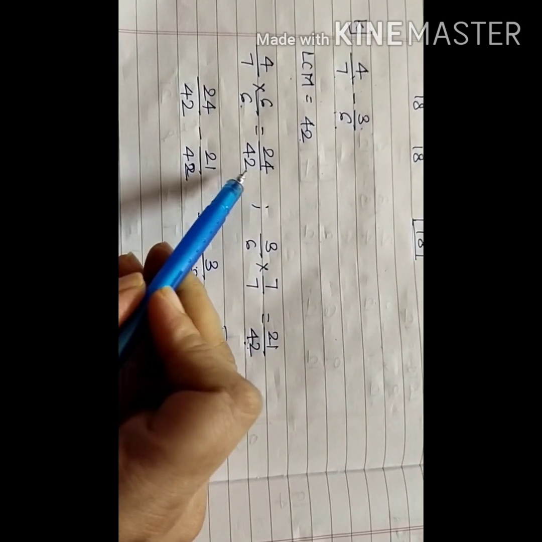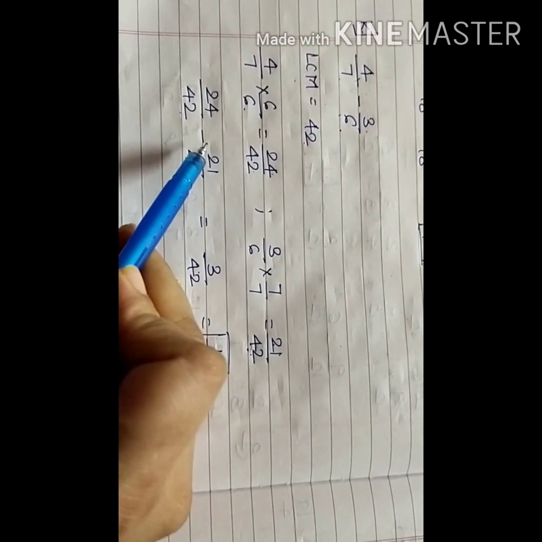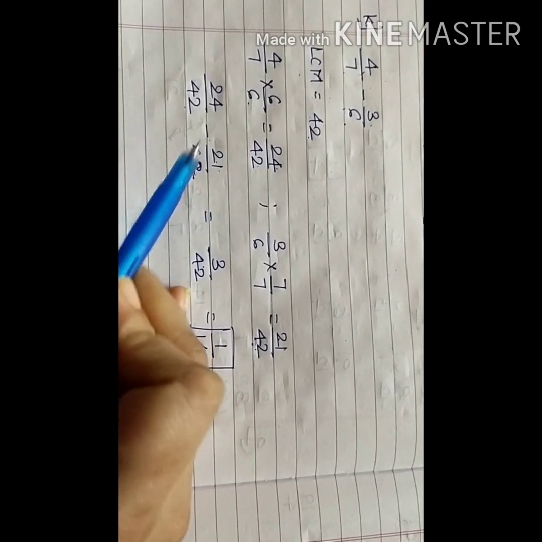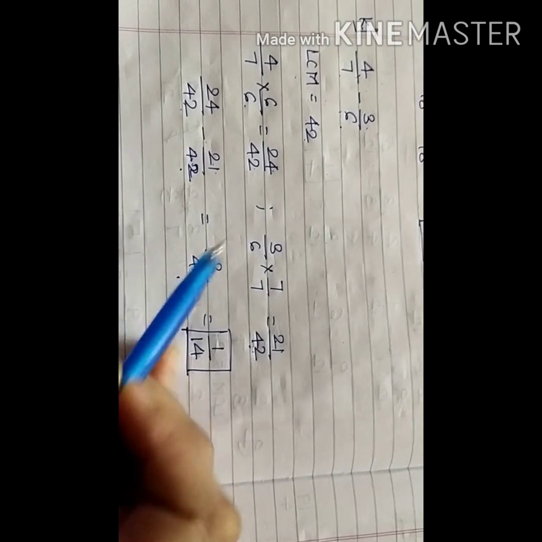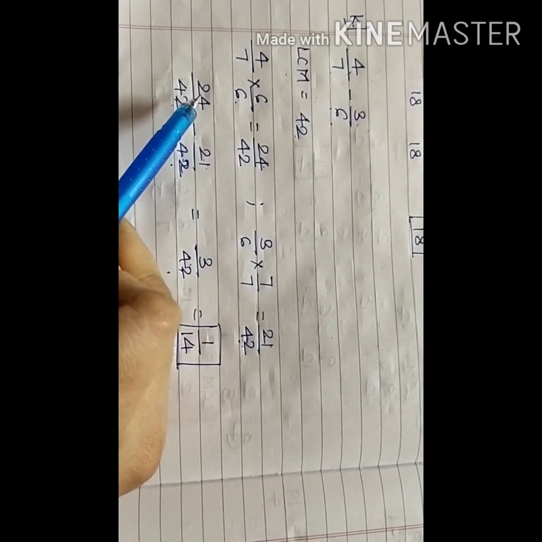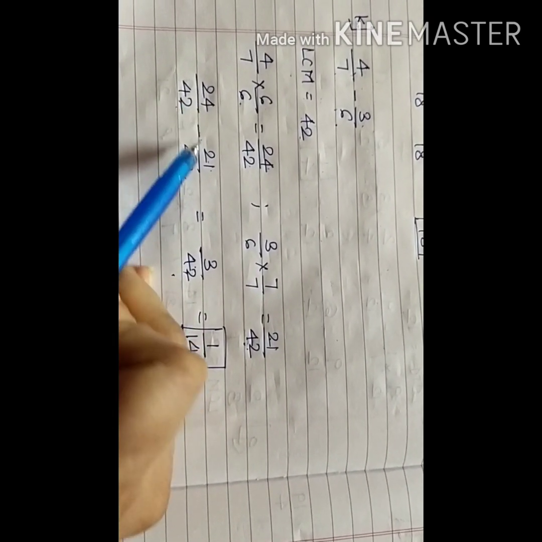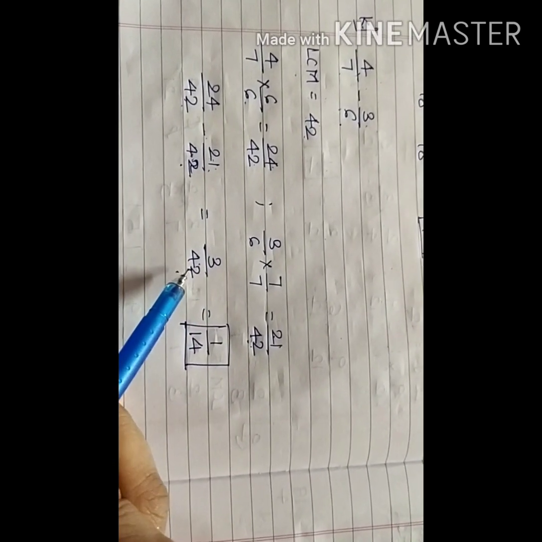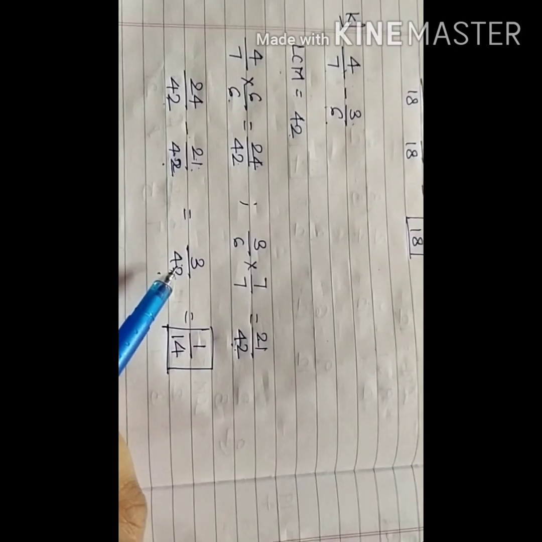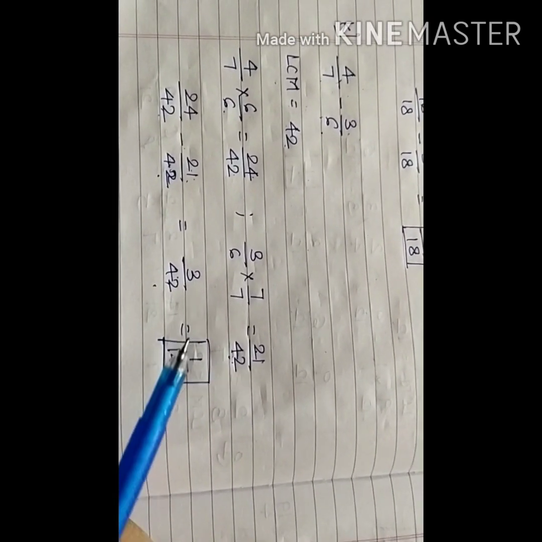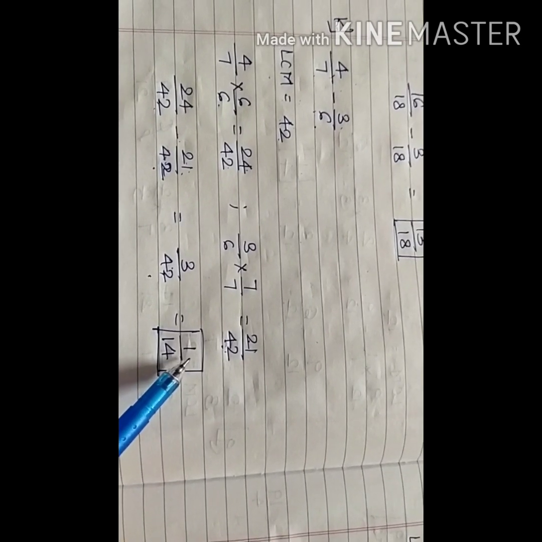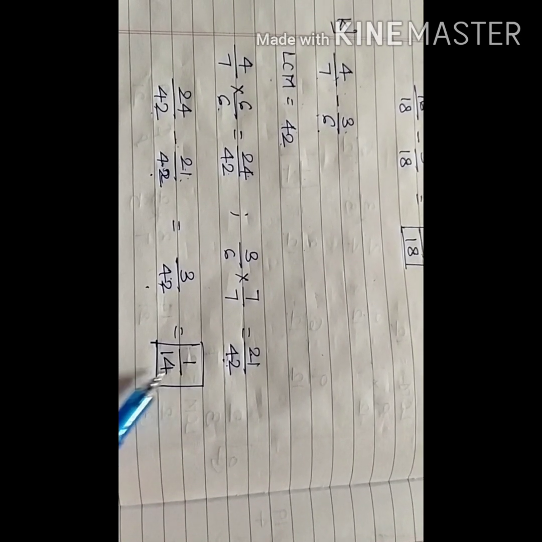Now I write down the answers. 24 upon 42 minus 21 upon 42. The denominators are the same, so I will write it once. I will simply subtract the numerators. 24 minus 21 gives me 3. Again observe, children, 3 and 42 can be reduced. The common factor is 3 itself. So 3 ones are 3 and 3 14s are 42. So the answer for 4 upon 7 minus 3 upon 6 is 1 upon 14.